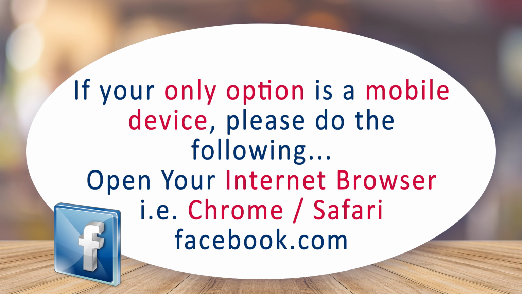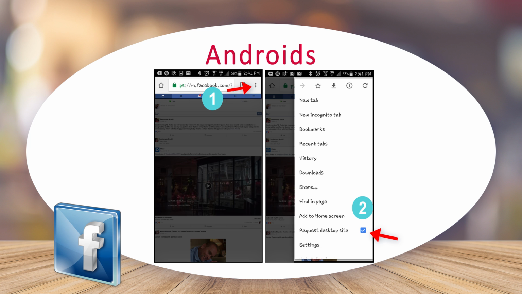If this is not an option for you, it will be a bit difficult but not impossible. So if you don't happen to have a PC or Mac, you can accomplish this by opening your browser with your mobile device, like Chrome or Safari, and visit facebook.com. For Androids, you can request a desktop site by using the vertical three-dot icon and selecting it from the drop-down menu.